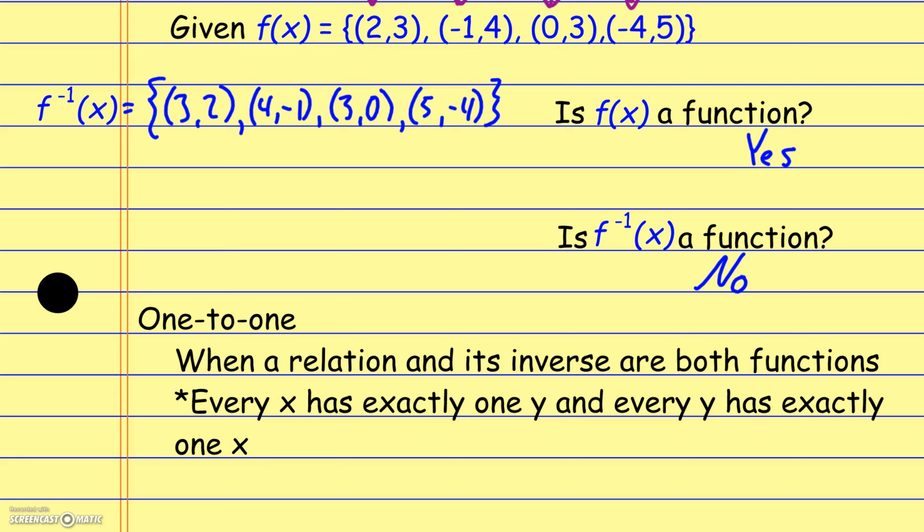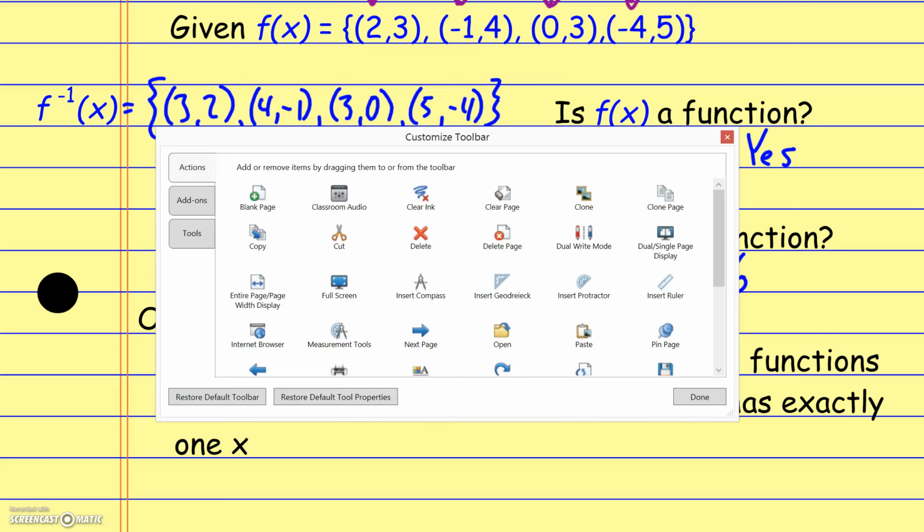A one-to-one function is essentially a relation where the relation and its inverse are both functions. So if the original is a function and the inverse is a function, then I'm dealing with a one-to-one function. This is kind of a natural progression. A relation is a set of ordered pairs, and a step up from that is a function, which is a relation where every x has exactly one y. And a step up from that is a one-to-one function, where I have a function whose inverse is also a function. Another way to think of that, if you don't want to find the inverse, is that we can also think of one-to-one as being this. Essentially this is saying the same thing.